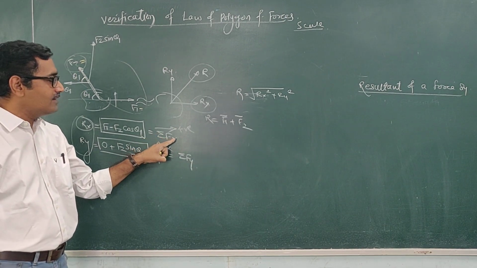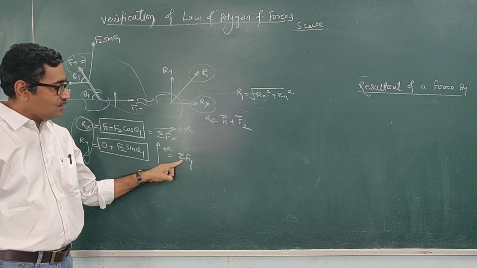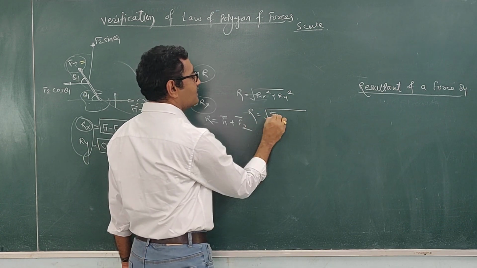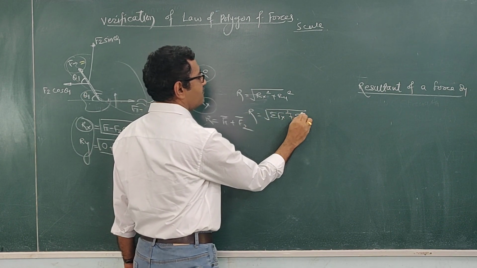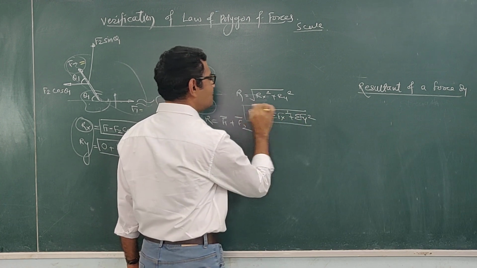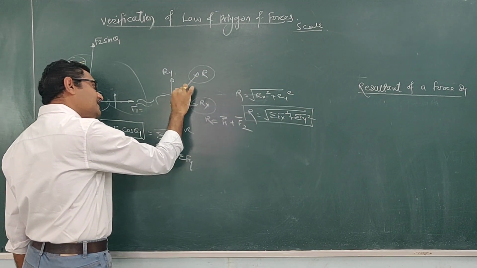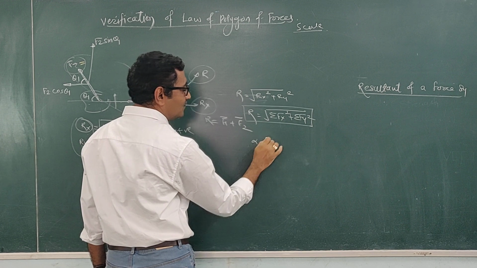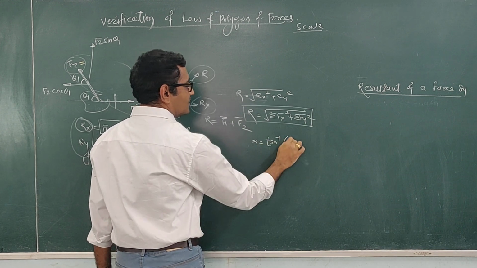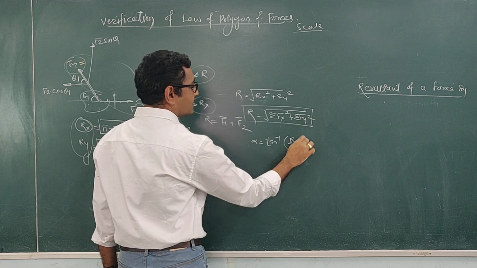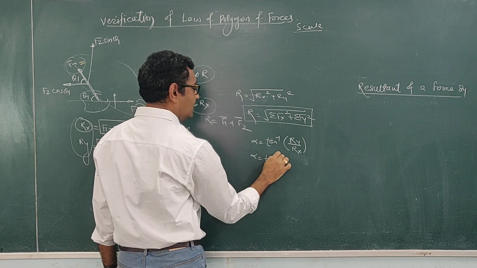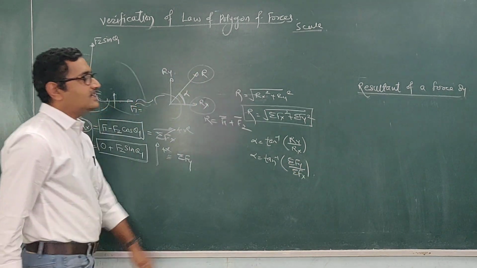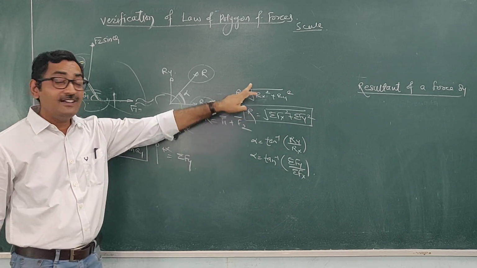This is the summation of all forces acting along the x direction, and this is the summation of all forces acting along the y direction. So this resultant can be written as under root of summation of fx square plus summation of fy square. This is the magnitude of the resultant. For the direction, the resultant makes an angle of alpha degrees with the horizontal. So we can find this alpha equal to tan inverse Ry upon Rx, or alpha equal to tan inverse summation of fy upon summation of fx. In this way we can calculate the magnitude and direction of the resultant analytically.